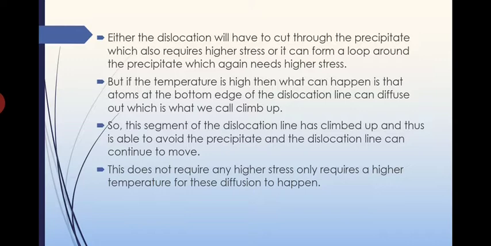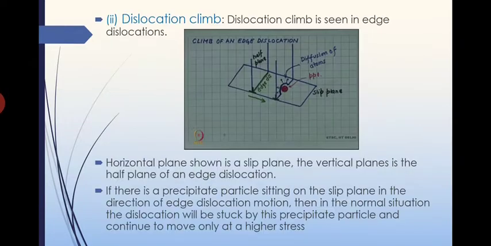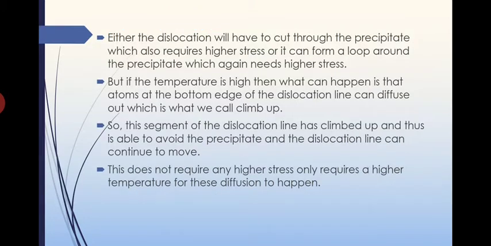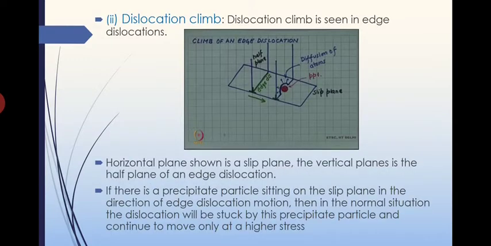But if the temperature is high, if we are providing high temperature, then what can happen is that atoms at the bottom edge of the dislocation line can diffuse out, which is what we call climb up, or dislocation climb.